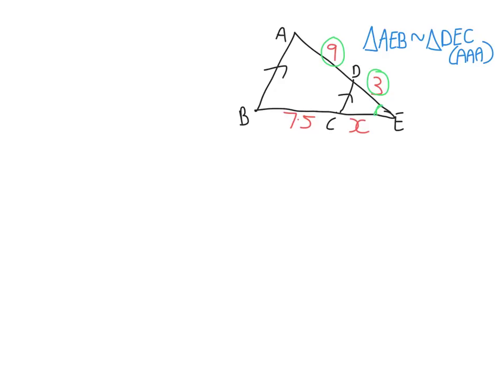So this angle here is common, and as I showed you in an example before, this one and this one are corresponding, so they're equal, and this one corresponding, so they're equal. So the triangles are similar. We've got that out of the way.